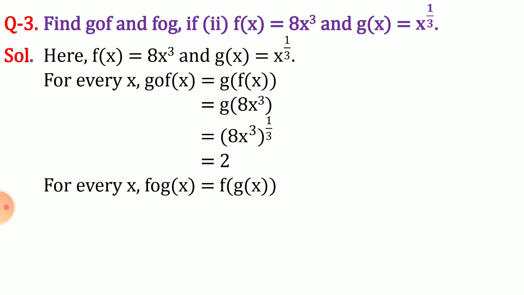For every x, f composition g of x is equal to f of g of x. Here g of x equals x raised to 1 by 3, so substituting, it is f of x raised to 1 by 3. Here f of x equals 8x cubed, so substituting x equal to x raised to 1 by 3, we get 8 times x raised to 1 by 3, raised to 3. The 3s cancel out, which means 8x.